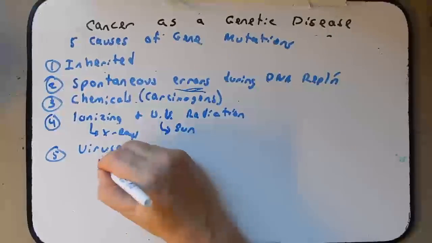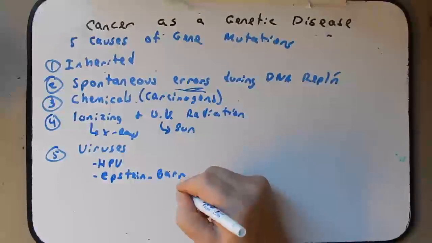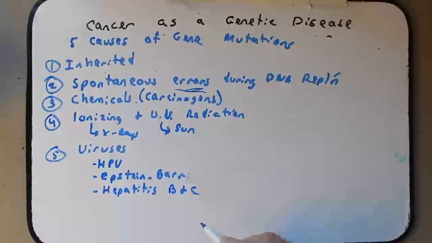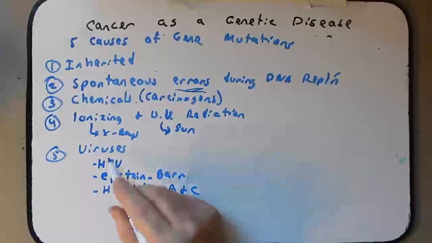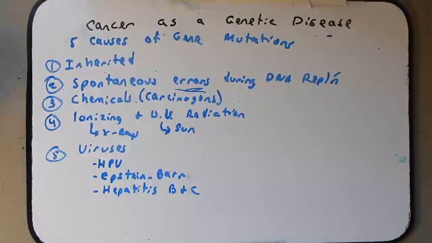So some examples of this, as I said before, HPV is one of them. The Epstein-Barr virus, and hepatitis B and C. Now these sources of cancers from viruses are more rare. In fact, only a few cancers are caused by them, but it does exist. So it is a form of mutation that we need to consider.